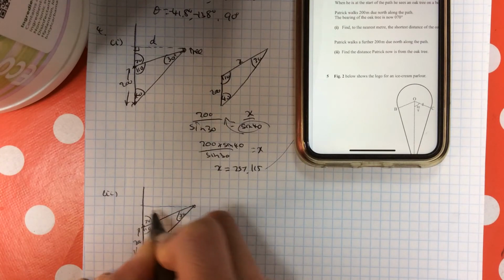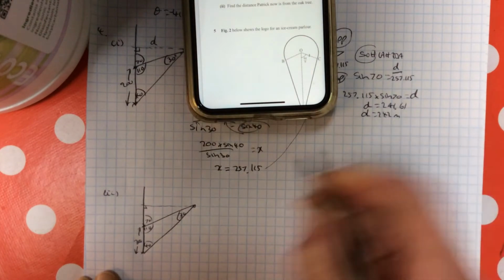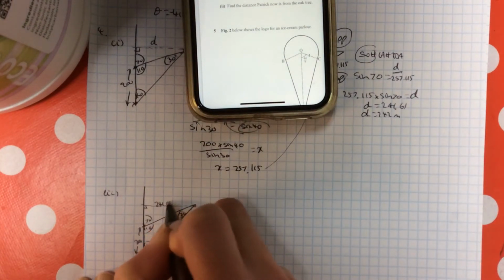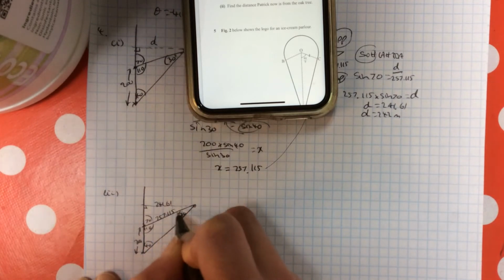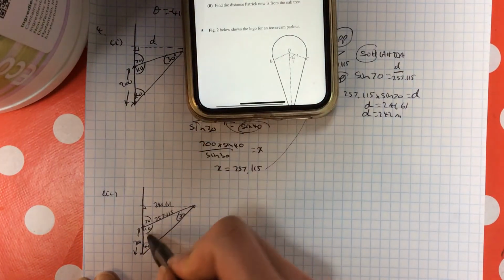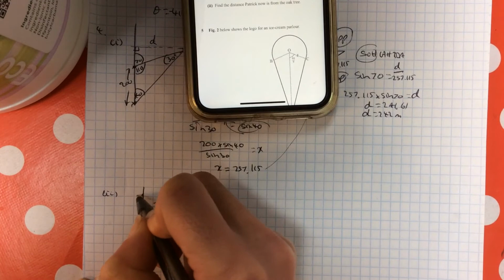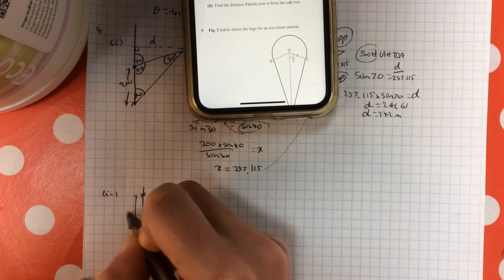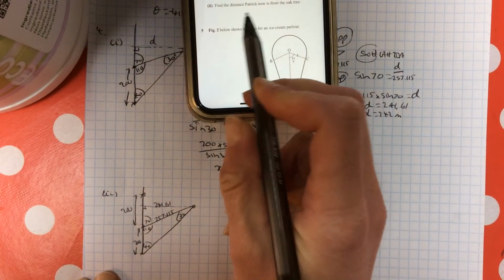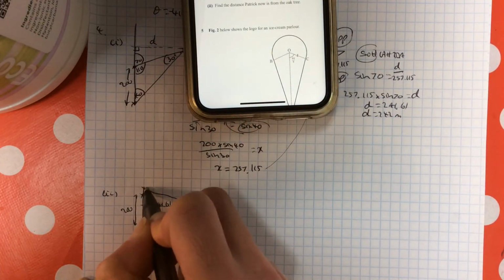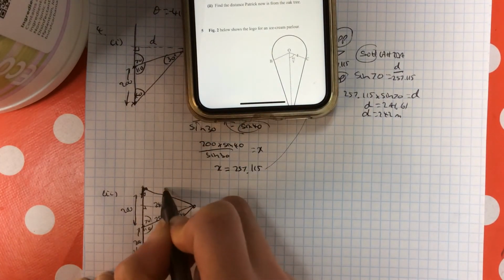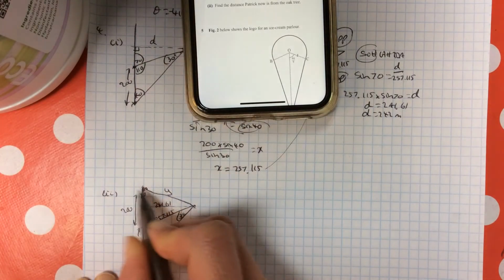And you have this wee distance here worked out to be 241.61, and you have this distance, 257.115. So he walks another 200 along. So let's put him here somewhere, and this is 200. Find the distance he is now from the oak tree. I'm not very well drawn there. I'm looking for this distance here that he is from the oak tree.